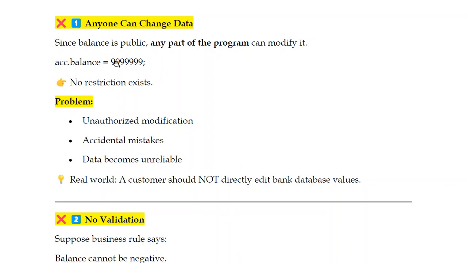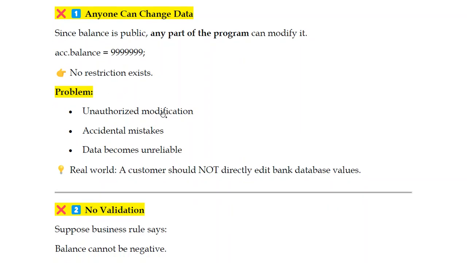Anyone can access it, right? acc.balance equals anything, they can modify it like this. If the balance is already a public access modifier, anyone can modify it, because the access modifier is public. With the help of the object reference variable, we can easily modify it. No restriction exists. This unauthorized modification is like a mobile phone without a pattern, PIN number or password, anyone can access it, am I right? So accidental mistakes happen and the data becomes unreliable.